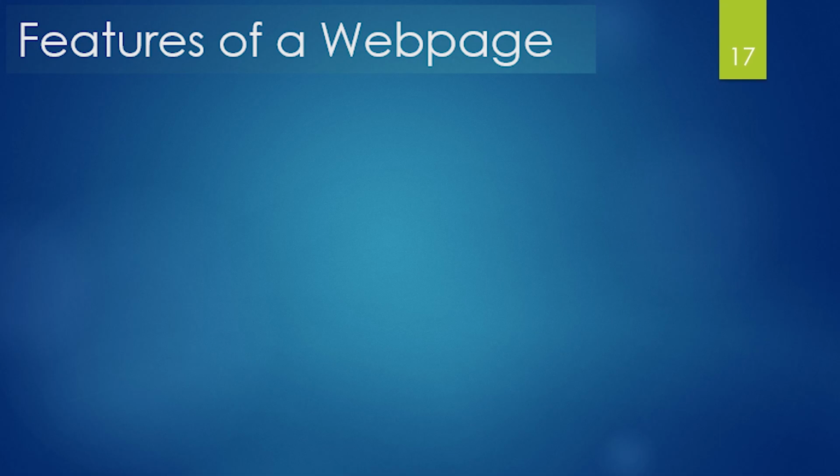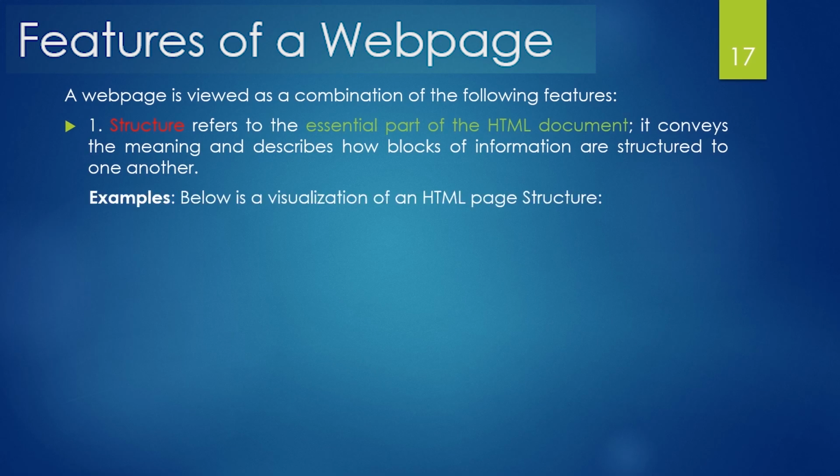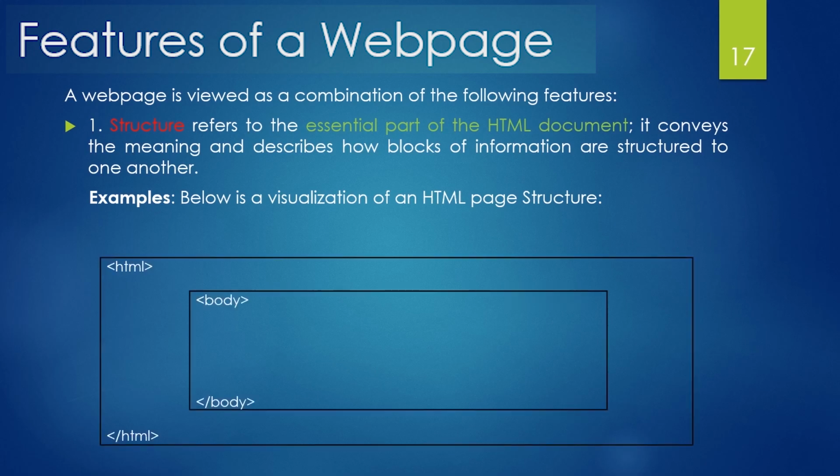So, features of a web page. A web page is viewed as a combination of the following features. Number 1 is structure. It refers to the essential part of the HTML document. It conveys the meaning and describes how blocks of information are structured to one another. For example, below is a visualization of an HTML page structure. We have the HTML, then we have the body, and we have the message inside the body tag.